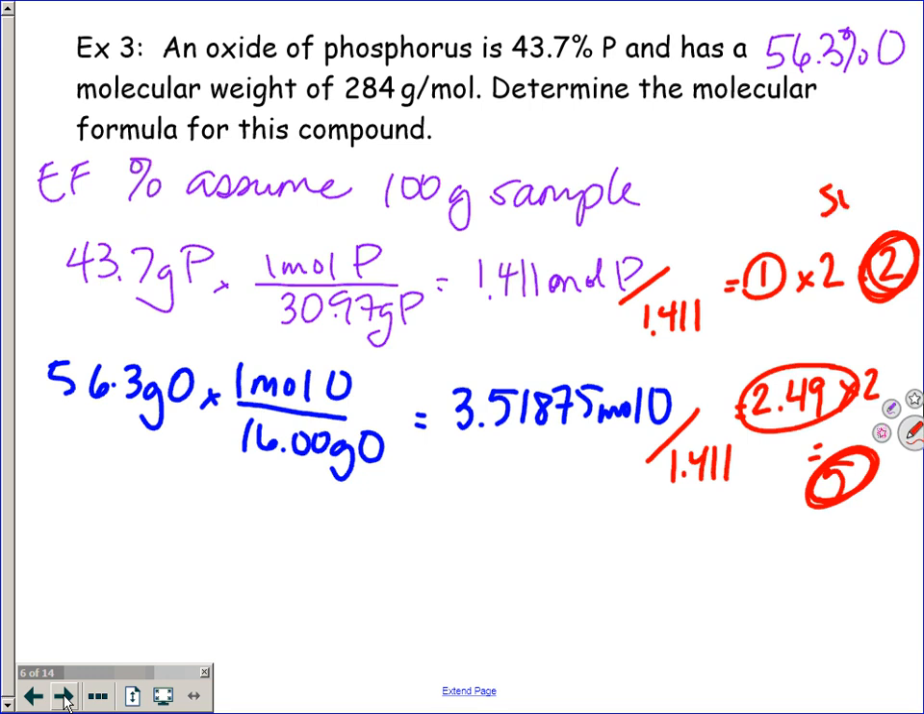So these are the subscripts. What's the empirical formula? P2O5, name that. Diphosphorus pentoxide, or pentoxide if you want to say it like that. So that's our empirical formula. While I have the empirical formula up there, let's calculate the mass of that empirical formula because you know we're going to need it.